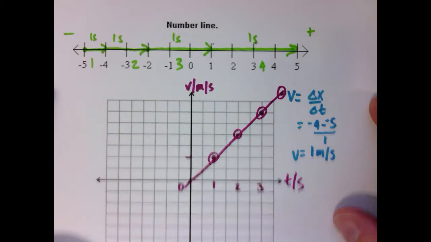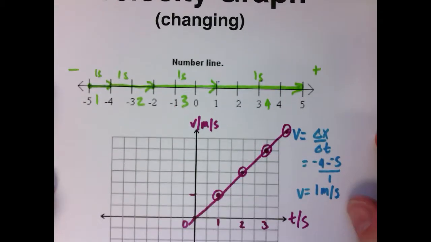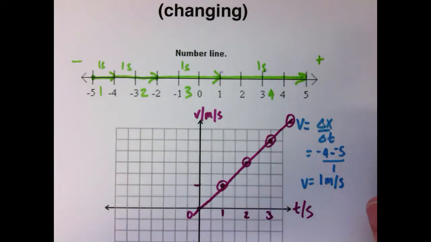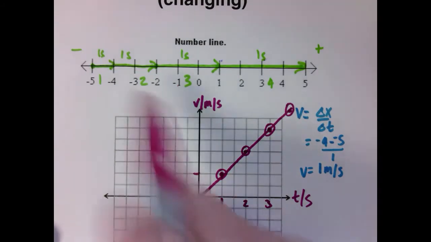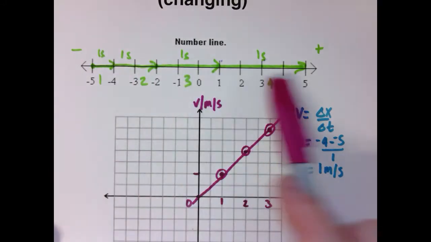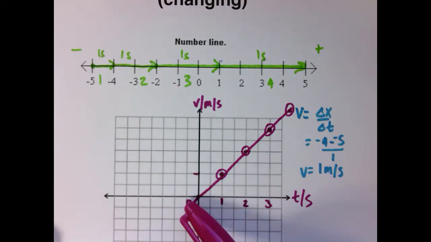So this is what it looks like when an object is changing its speed. Now, the word we associate with changing speed or changing velocity is acceleration. This person is accelerating as they move along this number line. You can see that the velocity is increasing and getting positive like so.